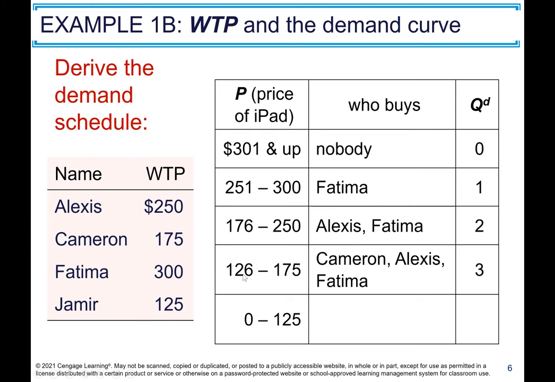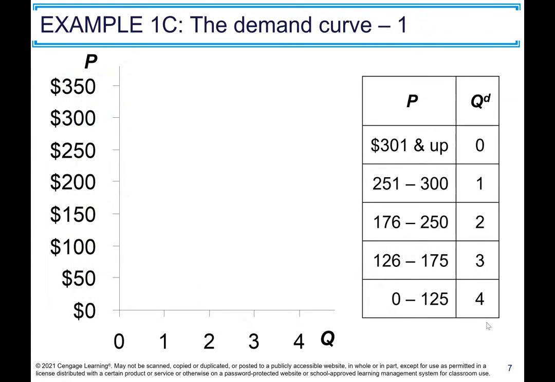At a price between $126 and $175, Cameron, Alexis, and Fatima will get an iPad, so quantity demanded will be 3. If the price is between 0 and $125, everybody, Jamir, Cameron, Alexis, and Fatima, will get an iPad and quantity demanded will be 4. When you plot that information on a two-dimensional graph, it will look like this.